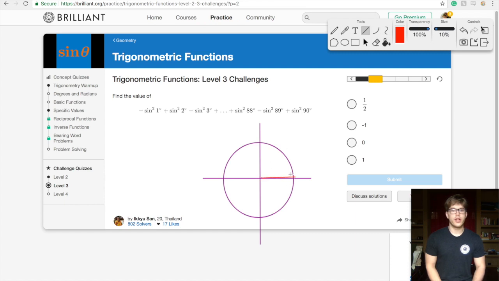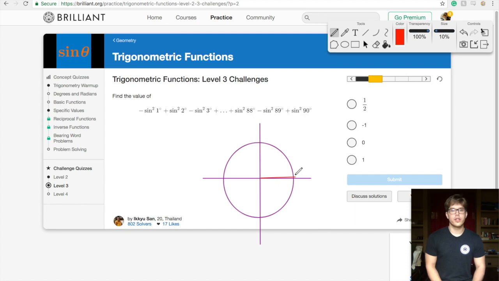We're starting just at the 1st degree, and then we're going to go all the way up, adding and subtracting the square terms all the way to sine of 90. So we're really just looking at this first quadrant. And then what else do we have? Okay, so we're subtracting sine squared of 1, adding sine squared of 2.